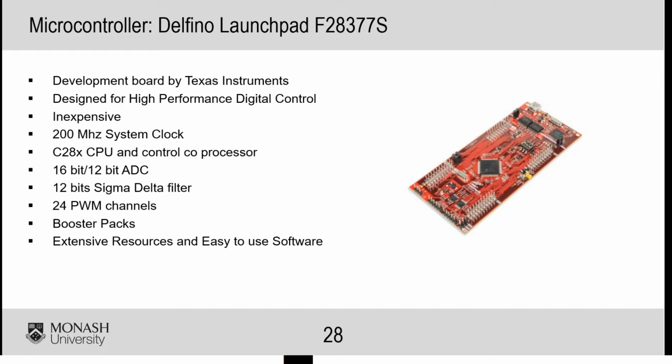Some of the key aspects of this board that make it appealing are the 200 MHz system clock, the C28 CPU and the control processor, the 12-bit ADC, the 12-bit Sigma Delta filter, which performs the same function as the ADC, 24 PWM channels, and the possibility of using what are called booster packs from Texas Instruments. These are attachments that we can attach directly to the Launchpad in order to either enhance the Launchpad or increase its versatility. In addition, the Launchpad, once purchased, comes with extensive resources such as code examples and libraries and easy-to-use software to program.